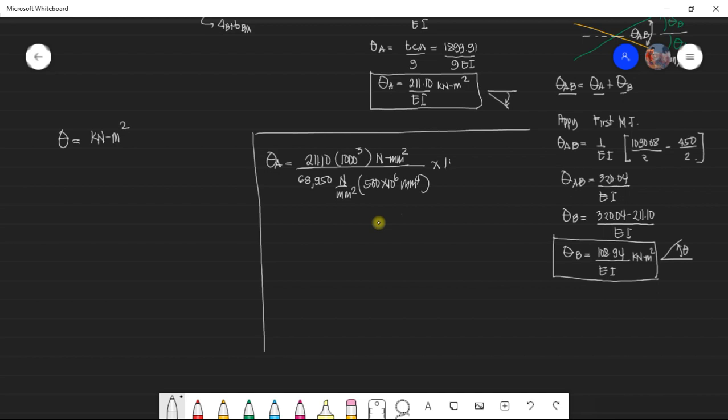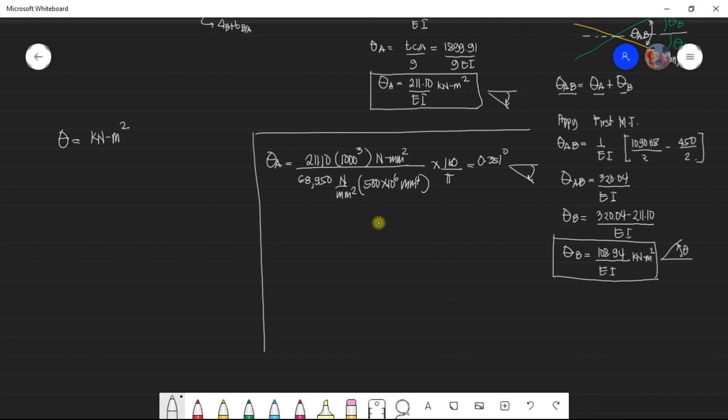Multiply by 180 over pi to get degrees. So what is the answer? 211.10 times 1,000 raised to 3, over 68.95 times 500, times 180 over pi, gives 0.351 degrees. The rotation of this one is clockwise.